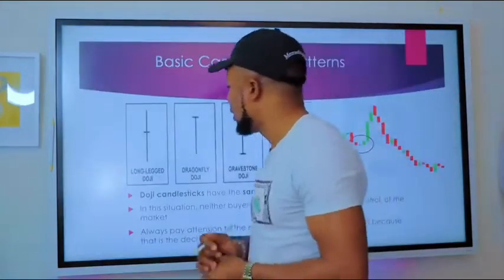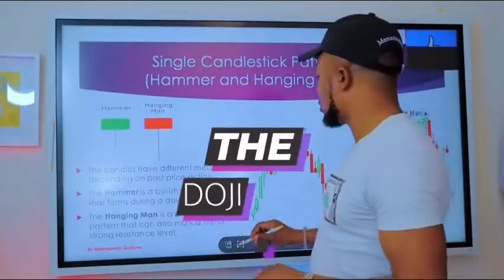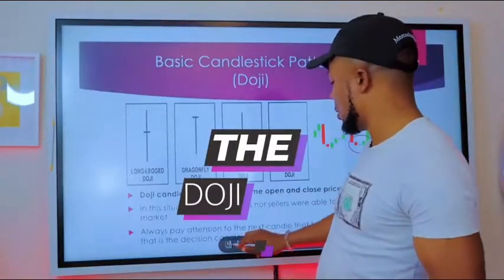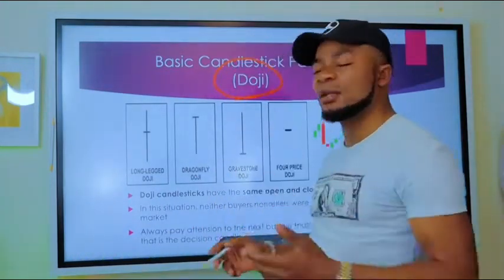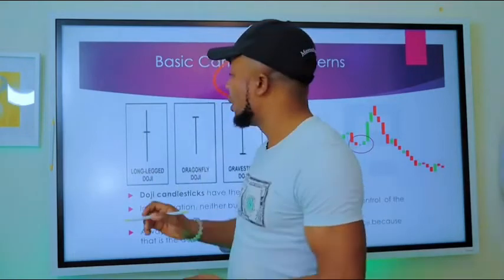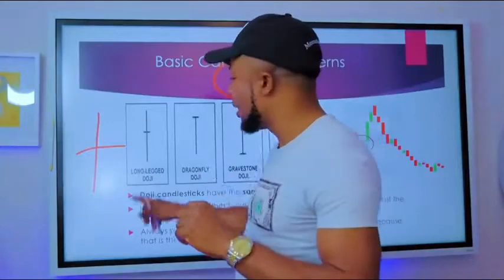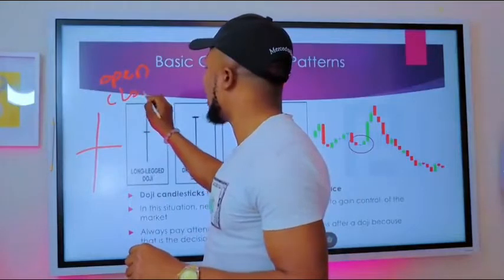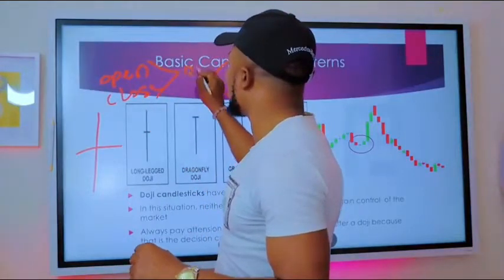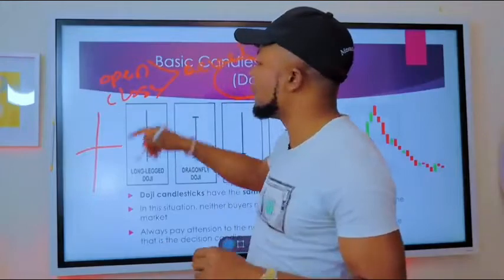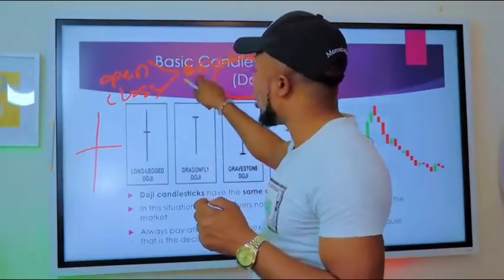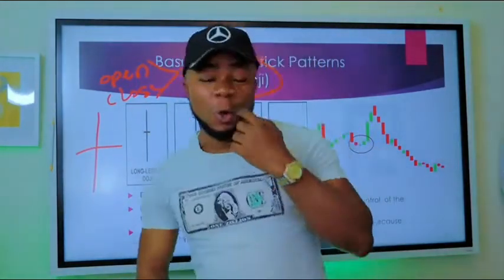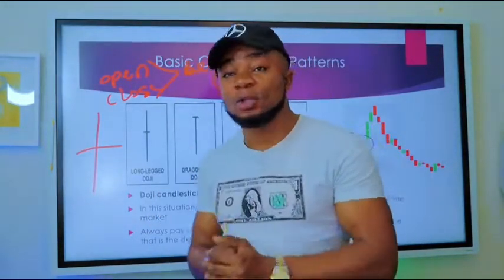The next one we have is what they call the doji candle. Let's not waste time on this one. The doji candle is just like a cross. The key characteristic of a doji candle is that the open price and the close price are on the same level.